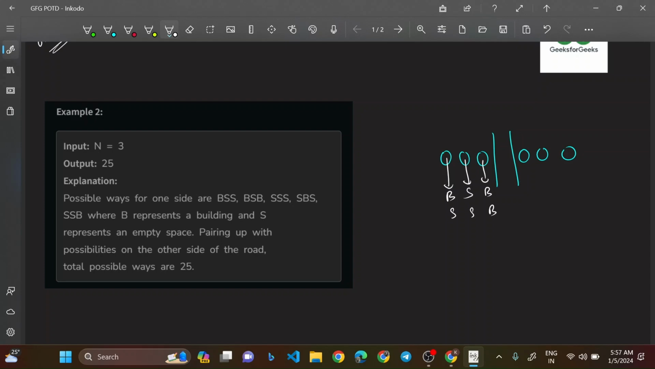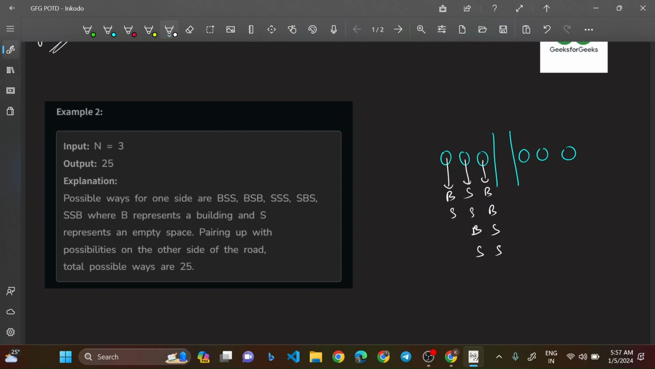Now let us assume you are putting an empty space here. You're not putting a building over here. Once you put an empty space here, what are the two options available at this particular point? Either you can put a building there or leave it empty.